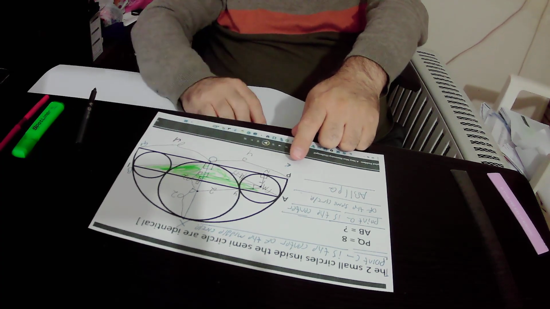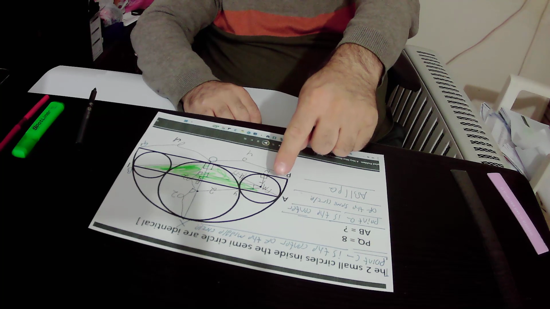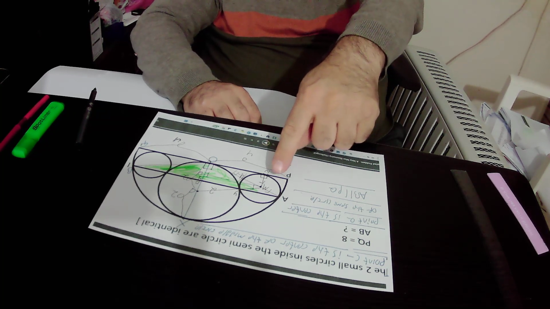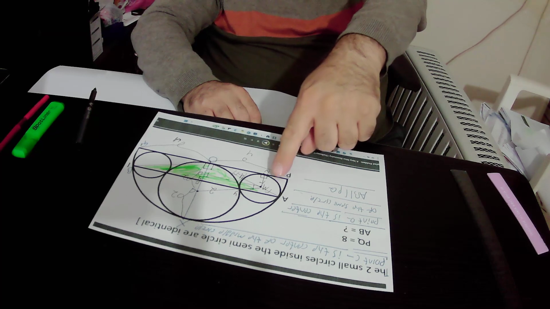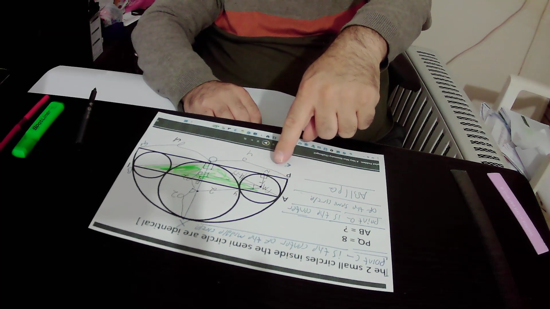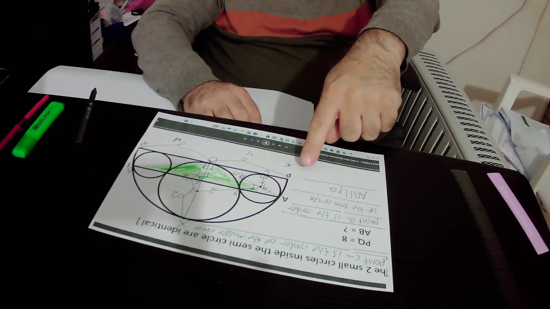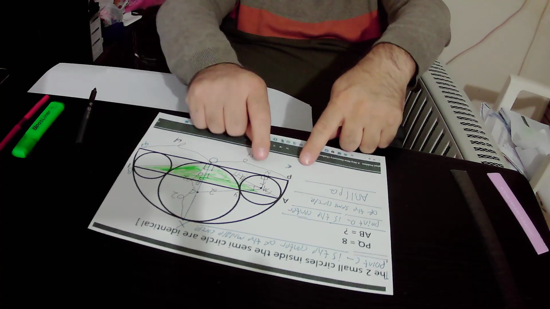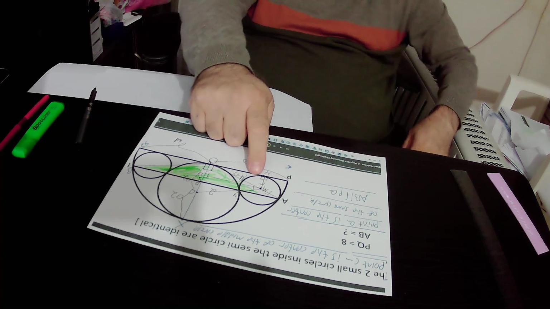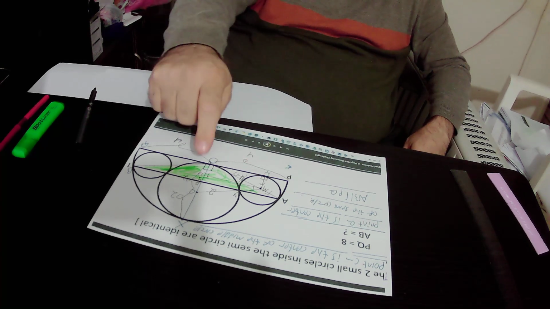Then we join points M and N together by a straight line. MN is the radius of the small circle, and this radius is drawn to the point of tangency, that is to say, to point N. Therefore, the tangent PQ will be perpendicular to this radius, that is to say, this angle equals 90 degrees, and this angle also equals 90 degrees.